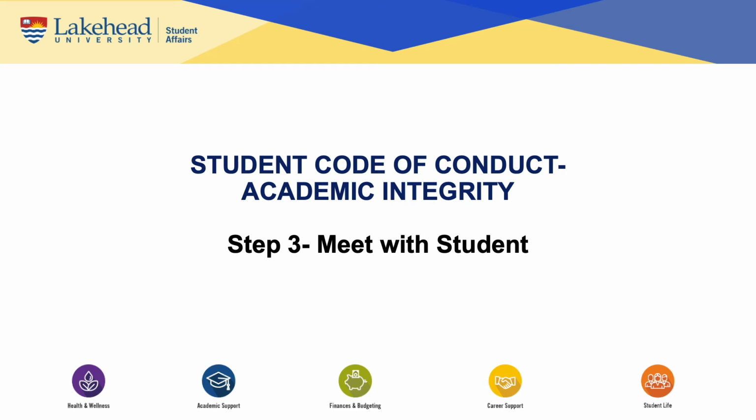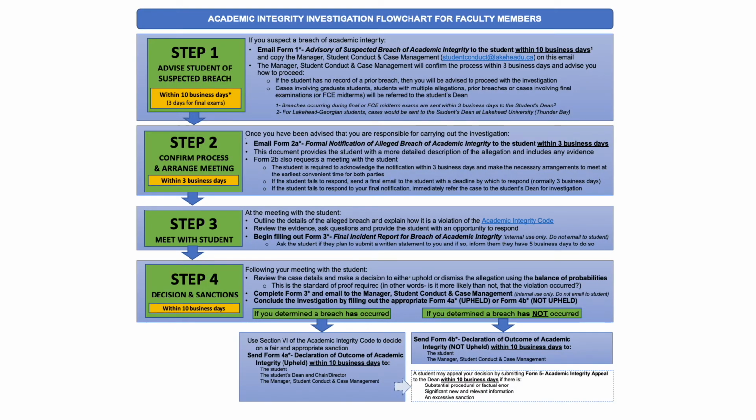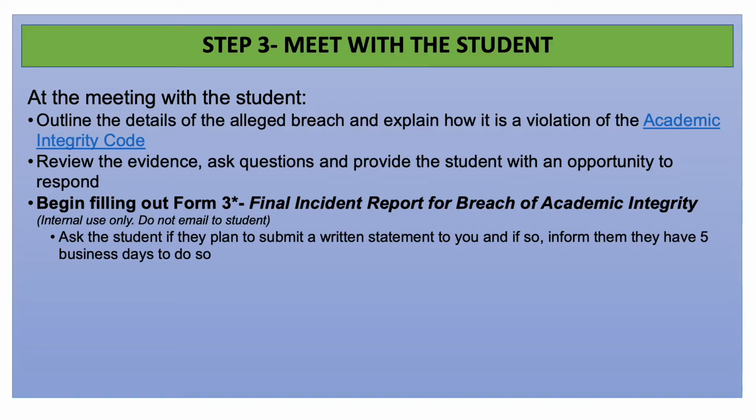In this video, we will provide more detailed instructions related to Step 3 of the Academic Integrity Investigation process, as outlined in the Student Code of Conduct Academic Integrity Policy. Again, we're using the flowchart for faculty members as a reference point for these videos. If you don't yet have a copy, simply go to Lakehead's Student Conduct webpage and download the flowchart from the Resources tab.